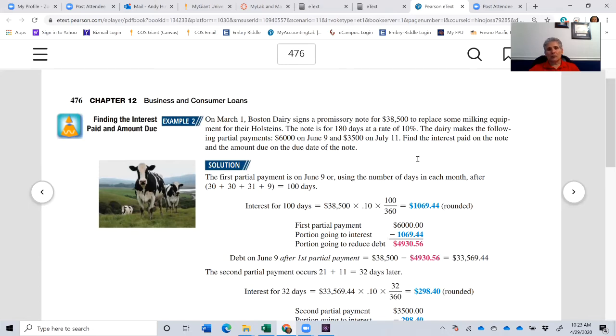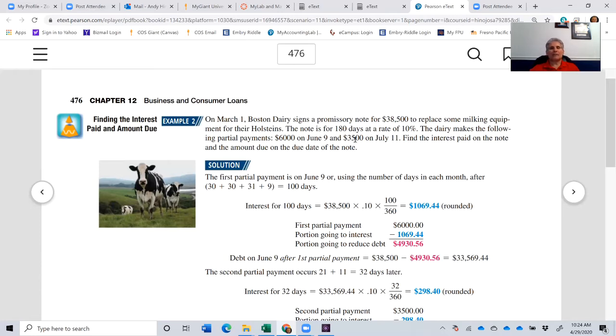So we know that the principal started off to be $38,500. We're going to subtract from that this payment portion of principal, $4,930.56, and that's going to give us a new balance as of June 9th of $33,569.44. Okay, so that takes care of the first payment.